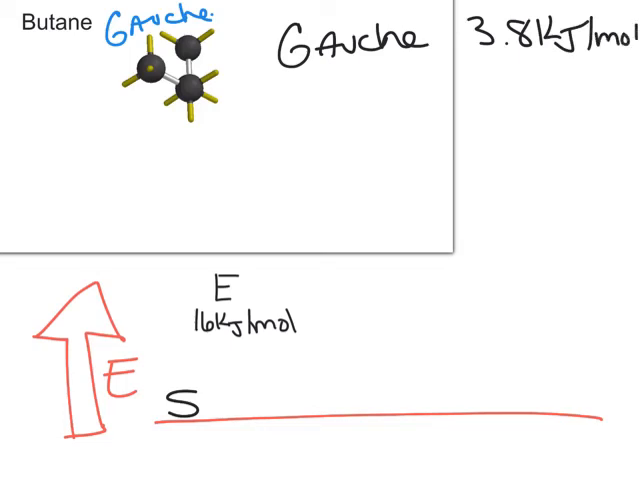So down in my energy diagram, our next value is going to be a little bit lower in energy, but higher than our initial staggered conformation. This gets a new name. I'm going to just call it G for gauche, and I'll write 3.8 kilojoules per mole of energy here.